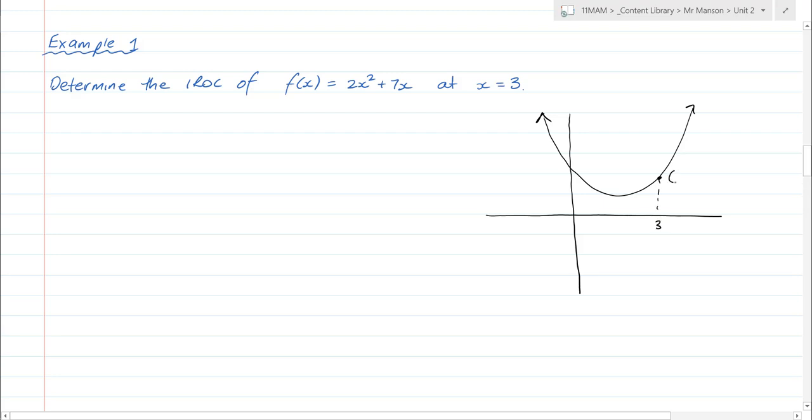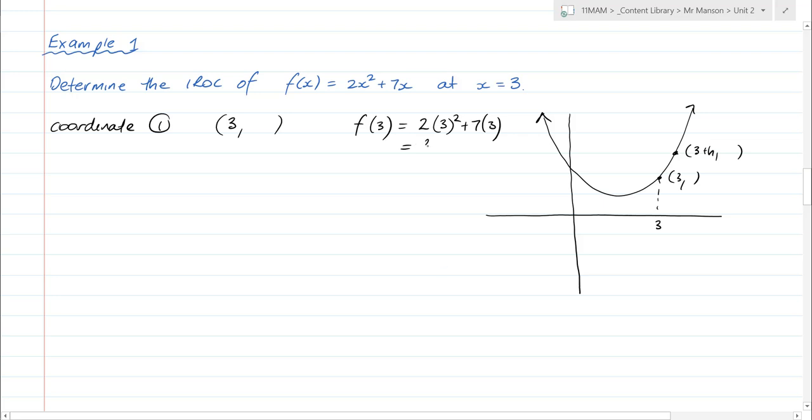What we need to know is what this coordinate is, and then we'll have another coordinate which is 3 plus h, something. And then we can find the gradient. So I need to determine that coordinate. I'm going to start by determining the coordinates I'll use. Coordinate 1 will be 3, something, and that something will be f of 3. So remember our function notation. We need to find the coordinate of that point. The y value is 2 times 3 squared plus 7 times 3. 2 times 3 squared is 18, plus 21 is 39. So this is (3, 39).